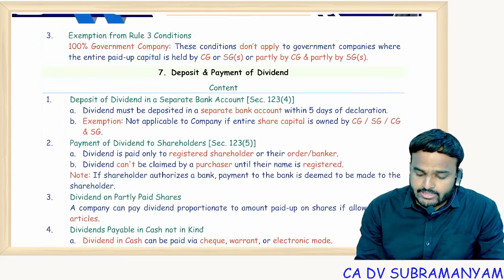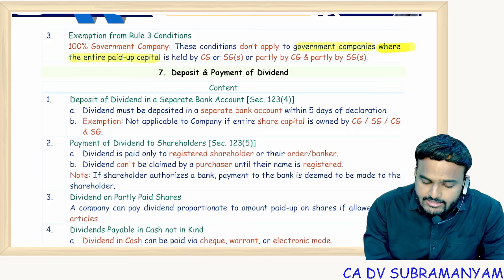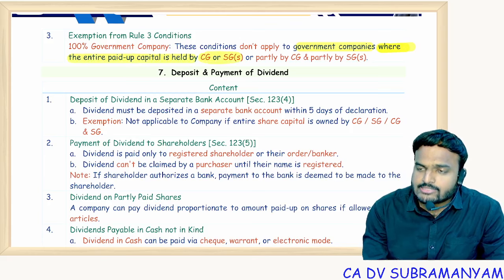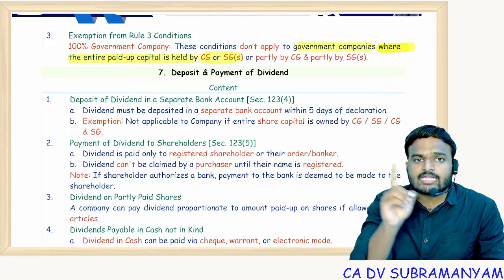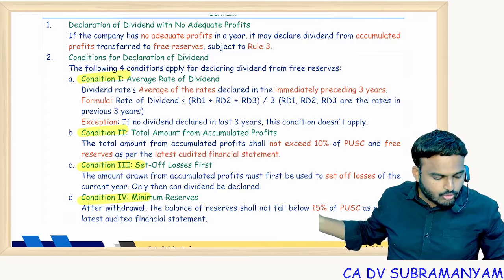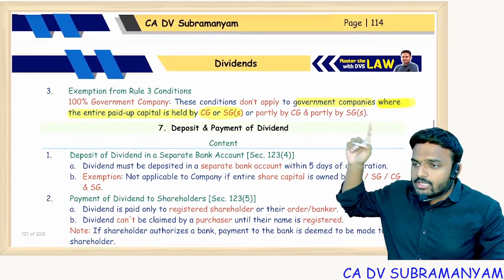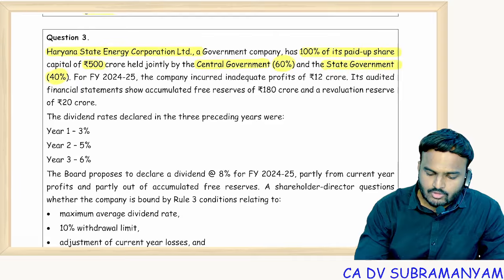Look at my material. These conditions do not apply to government company. No. Continuation also you read. Where the entire paid up share capital is held by CG or SG. Even if 1% is held by public, then these above conditions will apply. Above conditions will apply. Getting my point? Entire 100% capital should be held by governments only. Now let me read the question.